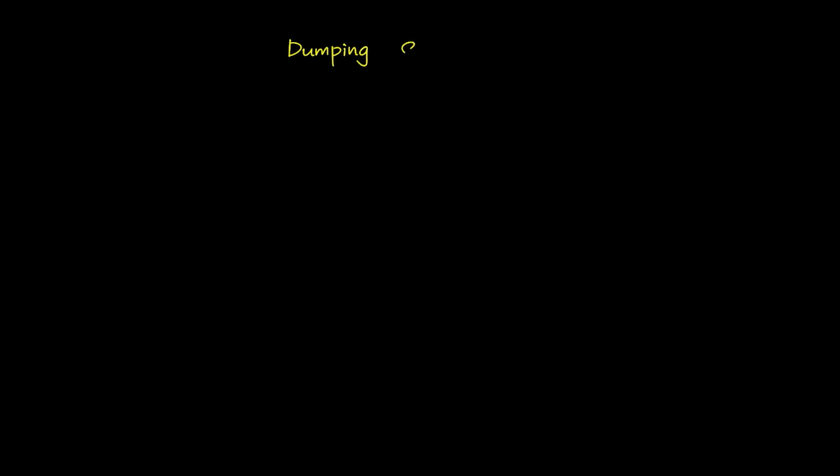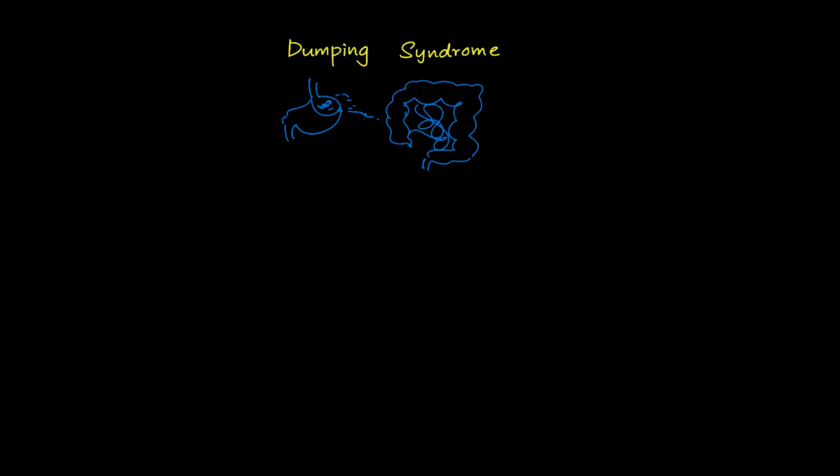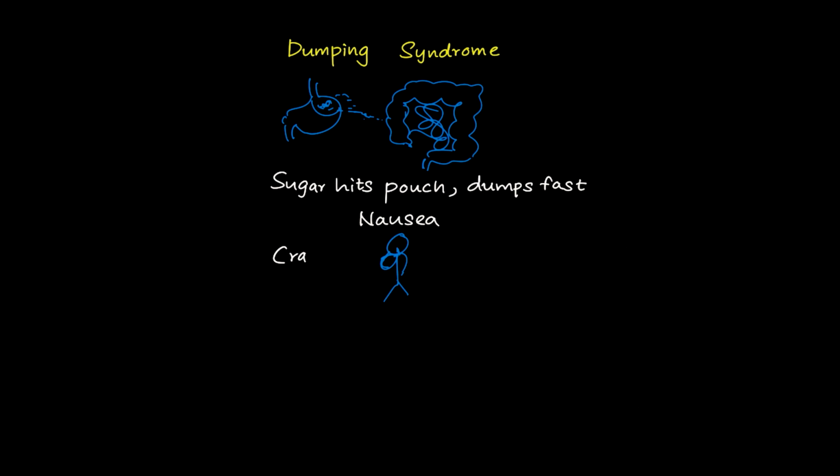Let's work through dumping syndrome after gastric bypass. Roux bypass shrinks the stomach pouch and reroutes food past part of the small intestine. When concentrated sugar hits that smaller pouch, it empties too quickly into the small bowel. The sudden sugar load pulls fluid into the gut and triggers a rush of insulin, causing nausea, cramping, sweating, diarrhea, and dizziness within 15 to 30 minutes of eating.